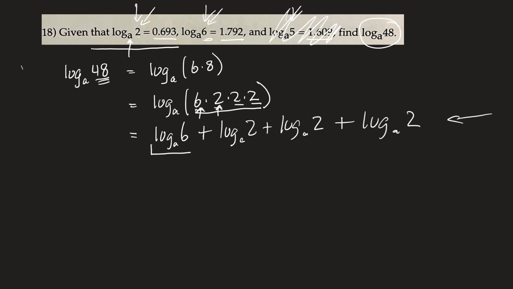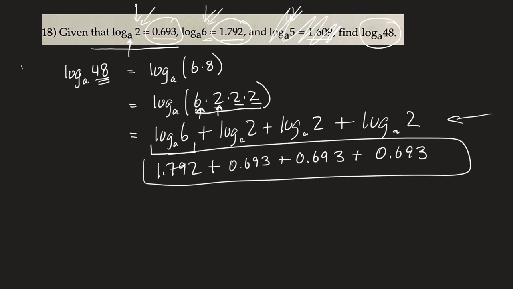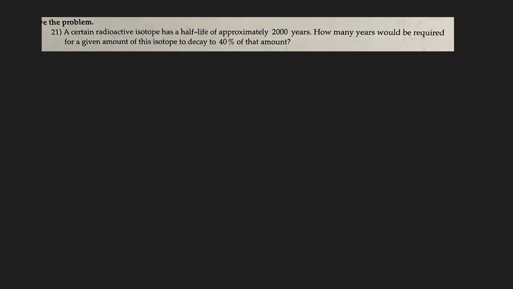But this log base A of 6 up here is 1.792, so I can just write that for it. Plus log base A of 2 is that, 0.693, and then of course I have another 0.693 and one last one. So now all that's left to do is to add those numbers up to see whatever that is. 1.8, 3.5, 3 point, I don't know, maybe 4 point something. You can add them. Okay, the next question, love this one.